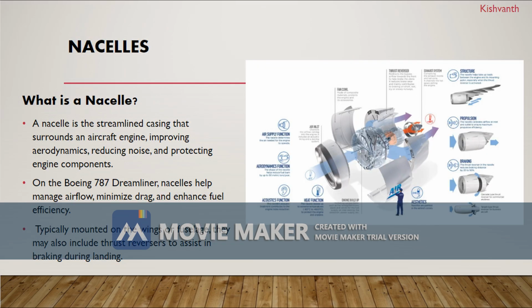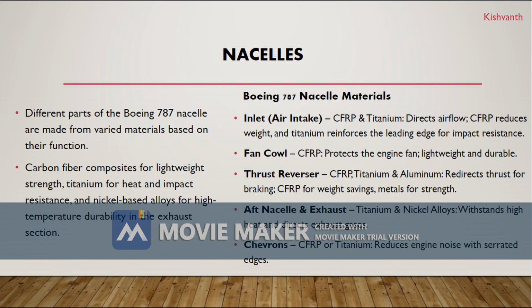Next is the nacelles. What is a nacelle? A nacelle is a streamlined casing that surrounds an aircraft engine, improving aerodynamics, reducing noise, and protecting the engine components. On the Boeing 787 Dreamliner, nacelles help manage airflow, minimize drag, and enhance fuel efficiency. Typically mounted on the wings or fuselage, they may also include thrust reversers to assist in braking during landing.